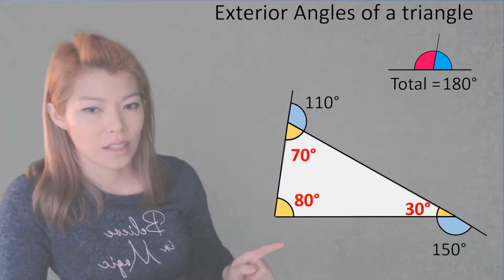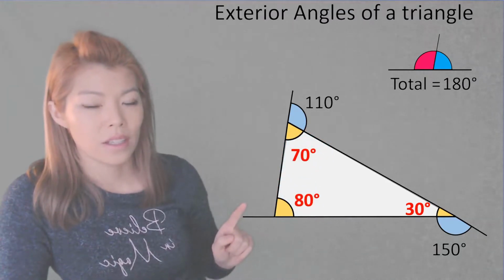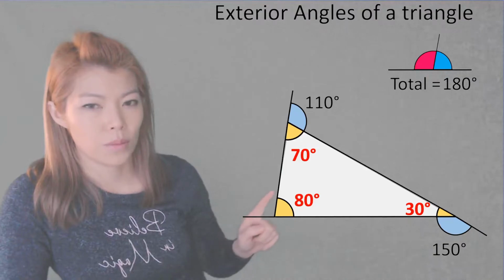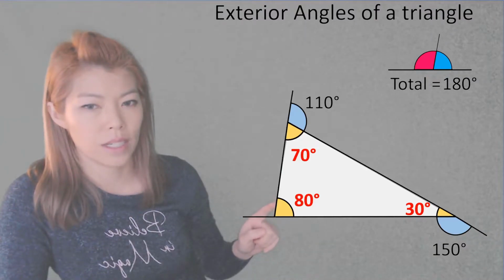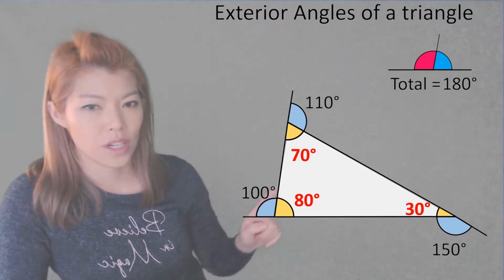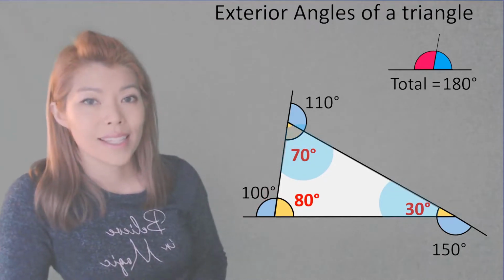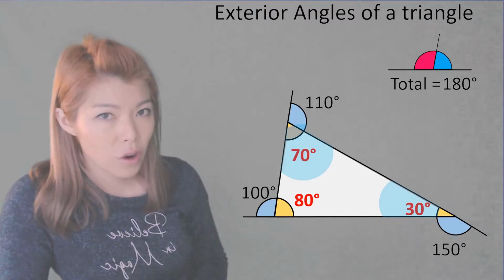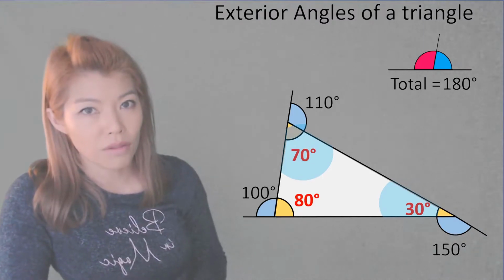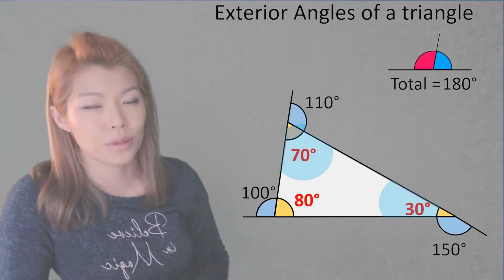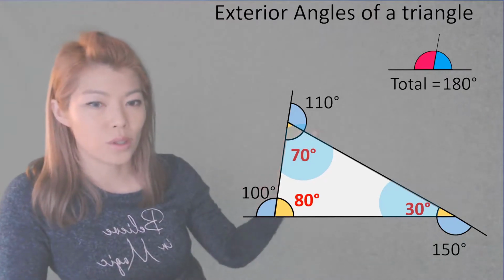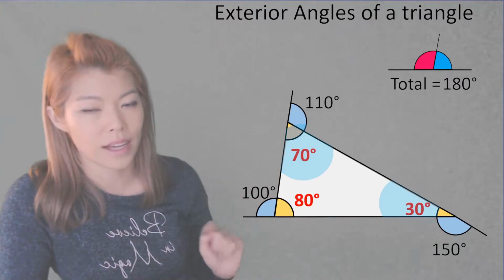And one last check. One last one here. So what number adds up to be 180? We need 100 degrees here, which is again the sum of the two other angles. So we can say that exterior angles of triangles are the sum of the other two angles. So you add up the other two to get your outside angle.